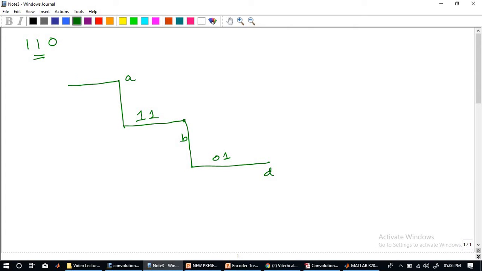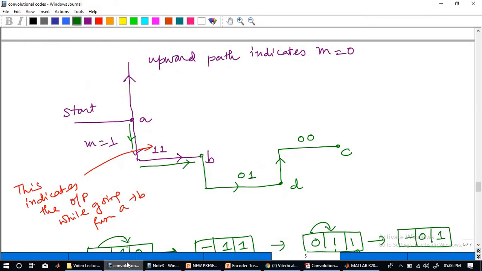Now at this position 0 comes in. So what will it be? It will go up and it will come to some state, which again we have calculated as C.